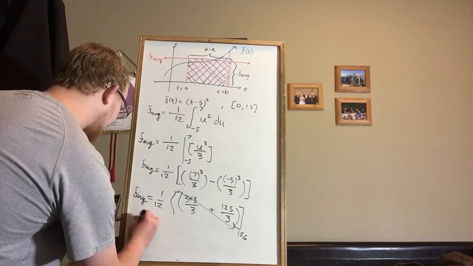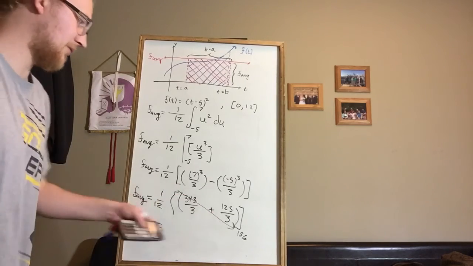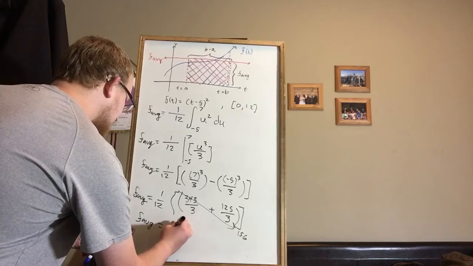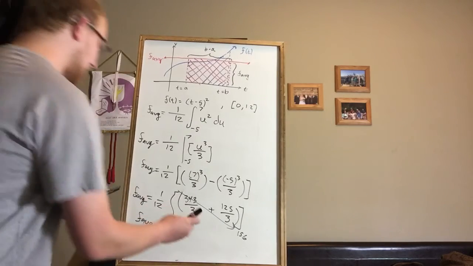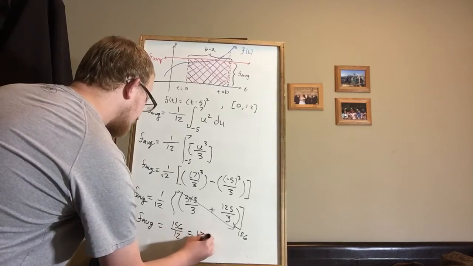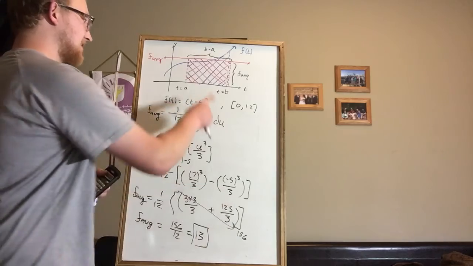Well, now we have f average is equal to 1 over 12 times 156, which is 156 over 12. And it happens to divide out evenly to show that f average equals the value 13 for this specific function on this specific interval.